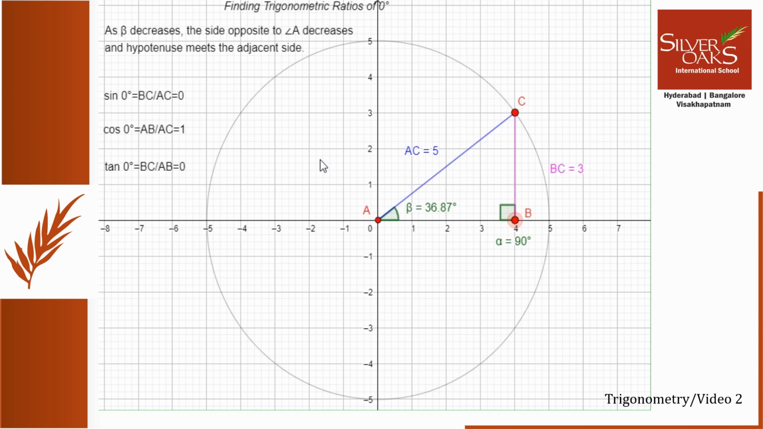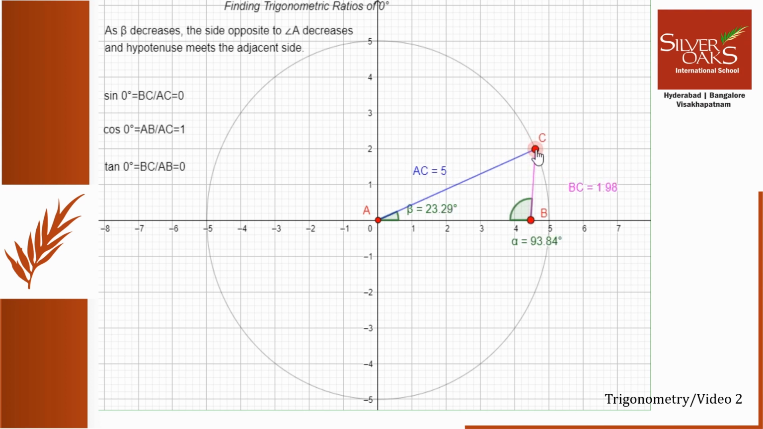We find the trigonometric ratios of 0 degrees. For that, let us take a circle of radius 5 units and a right angle triangle ABC, right angle at B. Let us take angle A as beta and angle B as alpha. If we make angle A smaller, now see angle A is 29.69. Now it is 27.87.